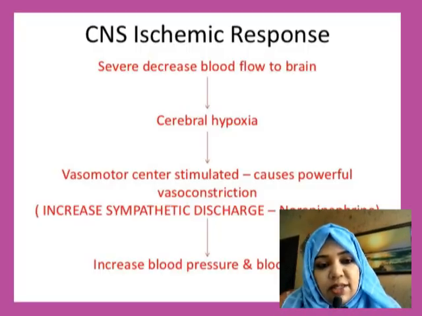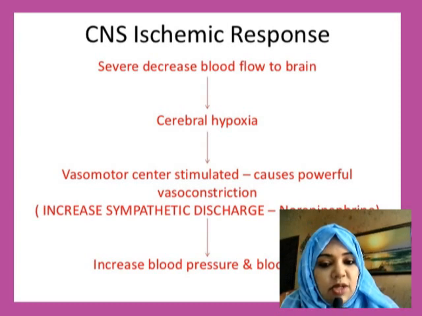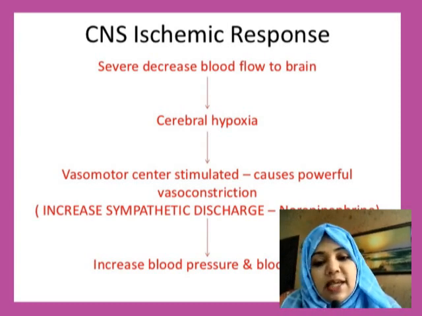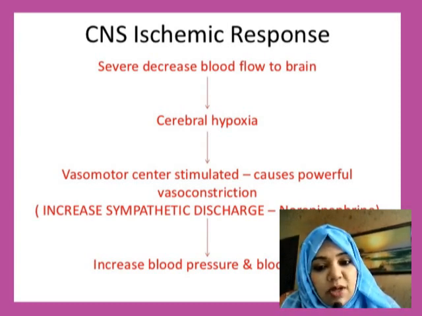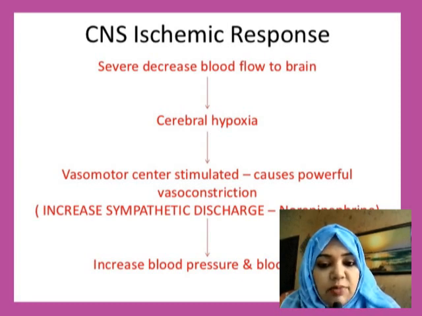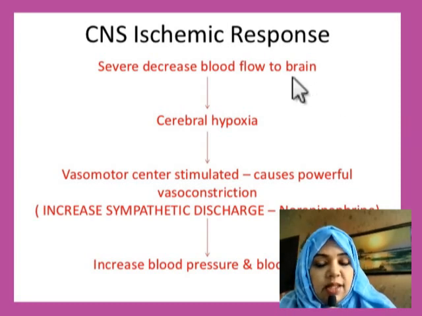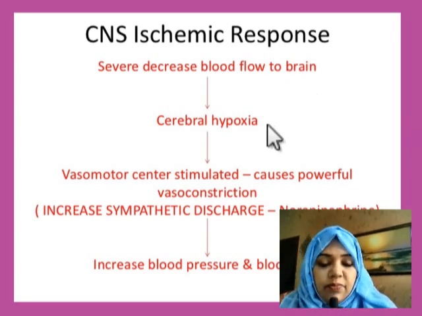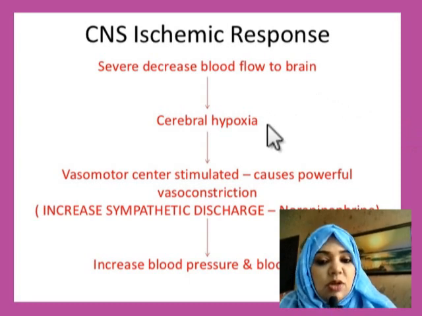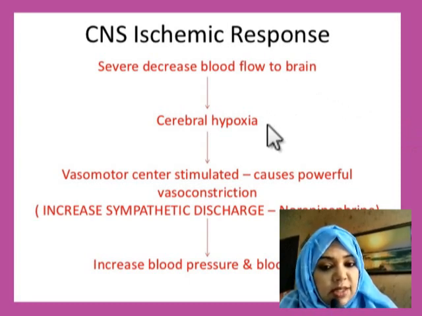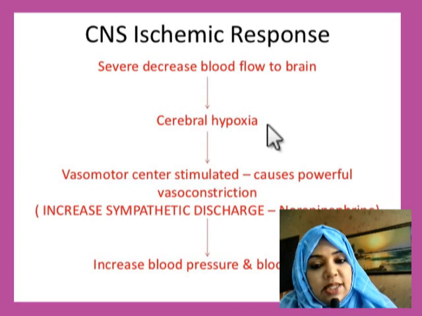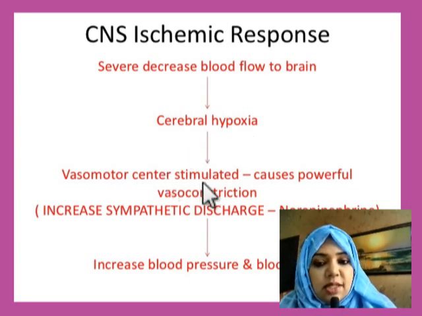So let's see how the CNS ischemic mechanism works. As we have already said that it does not work in the normal day-to-day activity, it works in an emergency situation. Whenever there is severe decrease in the blood flow to the brain, there will be cerebral ischemia. That means there will be accumulation of carbon dioxide, so increase carbon dioxide level, increase lactic acid level, and that will stimulate the vasomotor center.